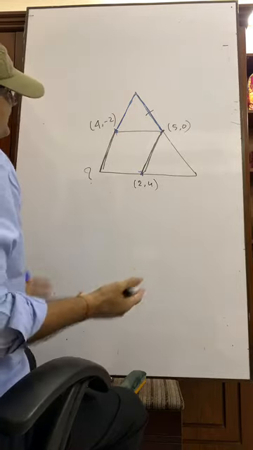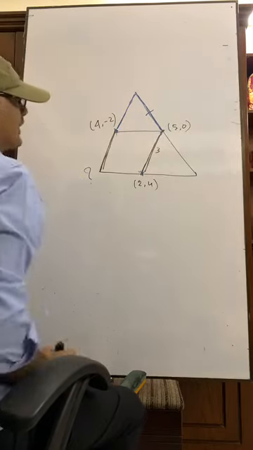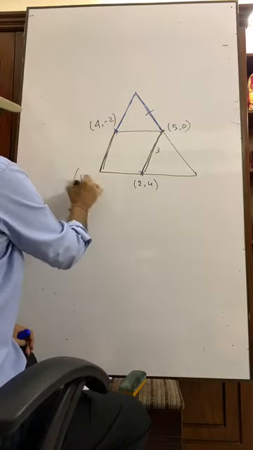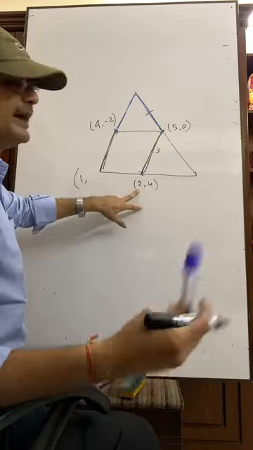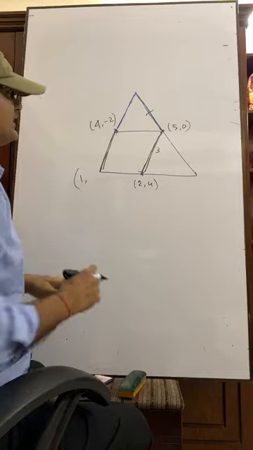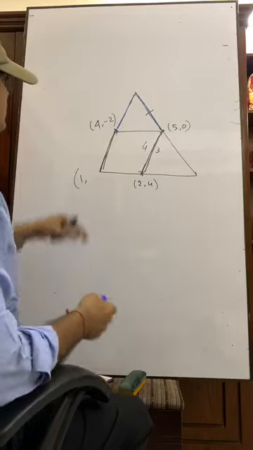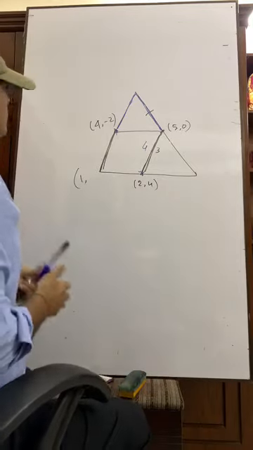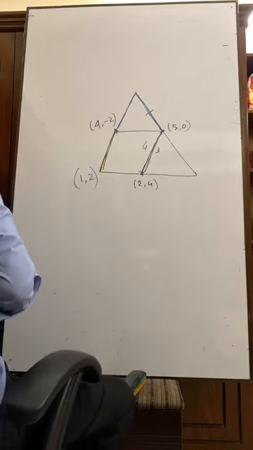See, from 5 to 2, the difference is 3, and it is decreasing. So 4 minus 3 equals 1. Anyway, from minus 2 to 0, the difference is 4, and it is increasing, so it will be positive. Minus 2 plus 4 equals 2. So we have got the answer 1 comma 2.